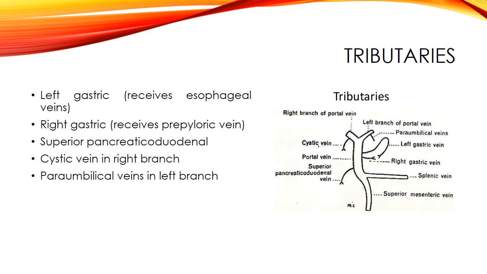This is the same diagram. We can see that the tributaries include the left gastric, the right gastric, the superior pancreaticoduodenal, the cystic vein in the right branch, and the paraumbilical vein in the left branch, as we studied in the previous slide. So we have the portal vein dividing into the right and the left branches. The right branch is receiving the cystic vein, the left branch is receiving the paraumbilical vein and the ligamentum venosum. And apart from that, we have the superior pancreaticoduodenal veins, the right and the left gastric veins, which are entering the portal vein.